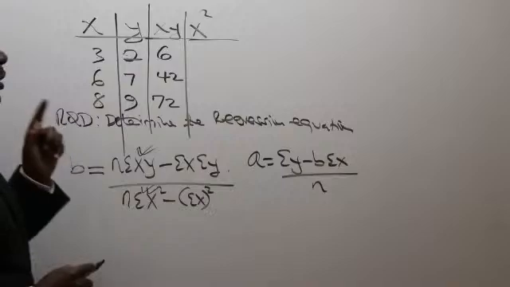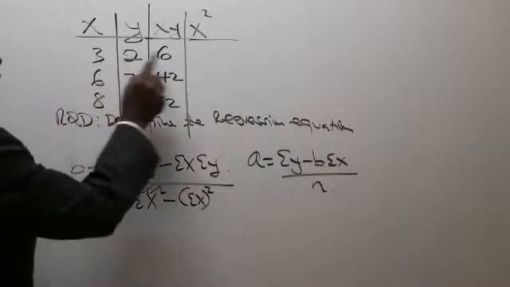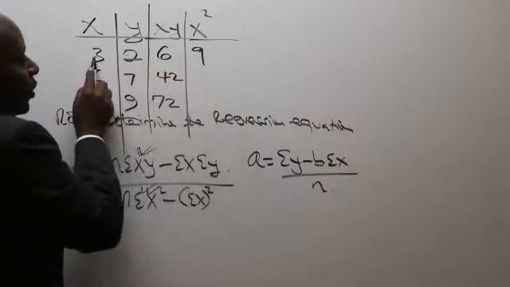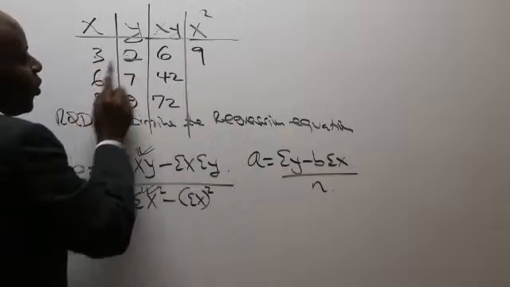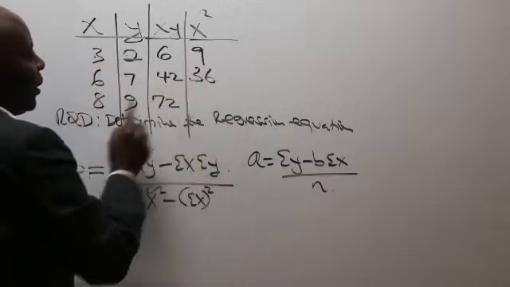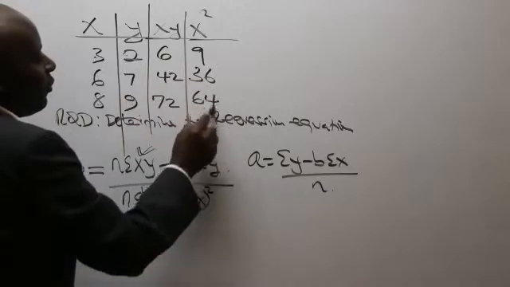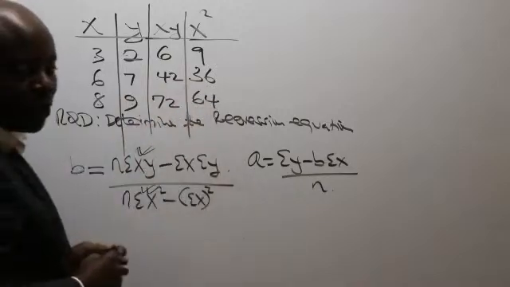And then we have x squared. I'm squaring these x values. 3 squared is 9. 6 squared is 36. 8 squared is 64.